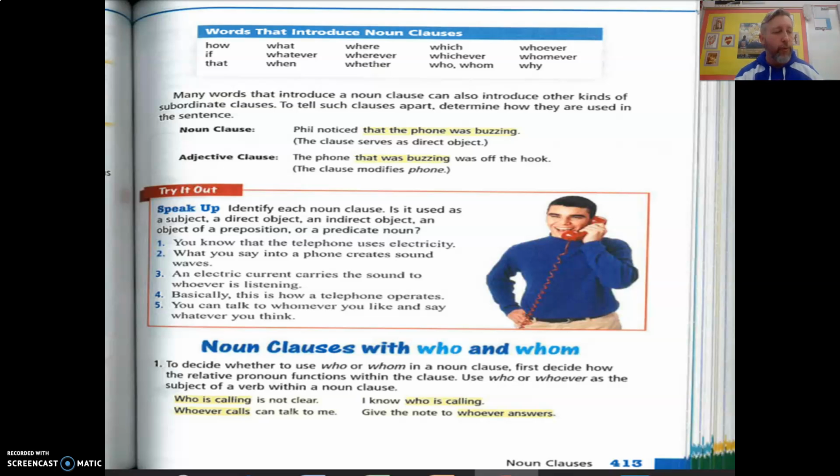an object of the preposition or a predicate noun. See if you can do those. Actually, why don't we do 1 and 2 together, and then I'll have you do 3, 4, and 5 on your own. How's that? Let's do 1 together.